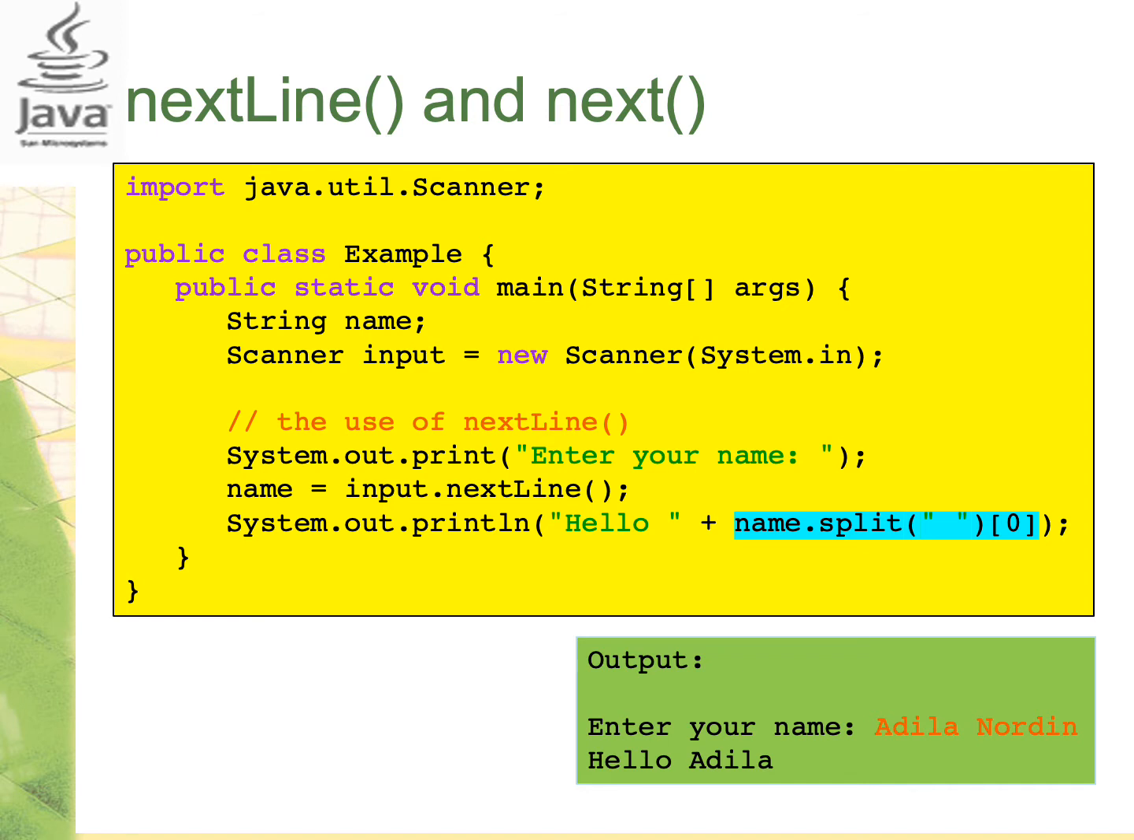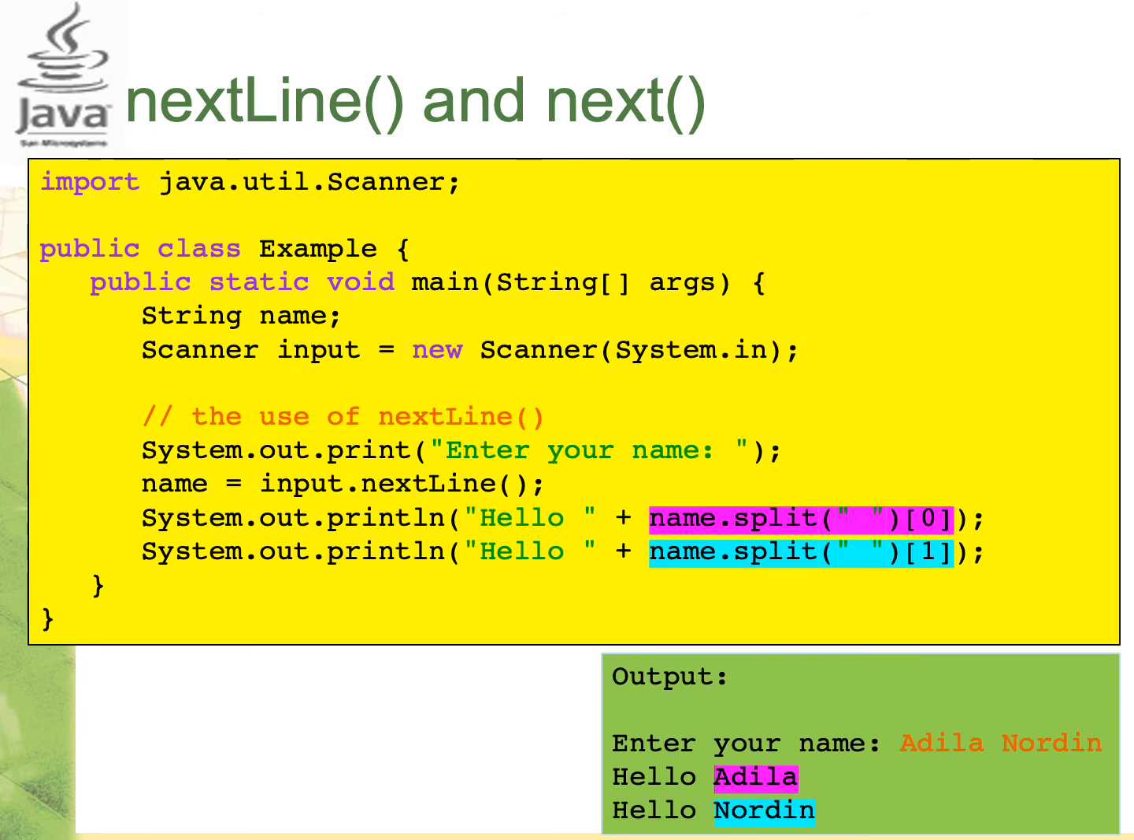So, when I enter Adila space Nordin, at index 0, the value Adila will be kept, and at index 1, the value Nordin. This means if I have another println statement, I can have name.split space in square bracket 1, and it will display Nordin. If I have 0 in my square bracket, it will display Adila. It is really useful to refer to the Java API for these kinds of methods.